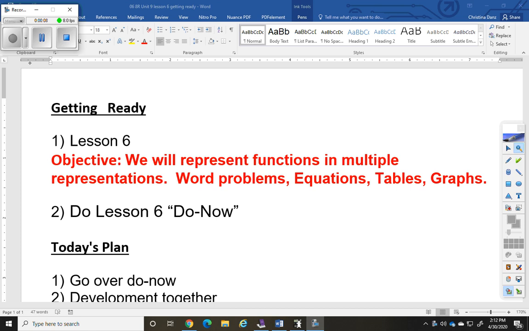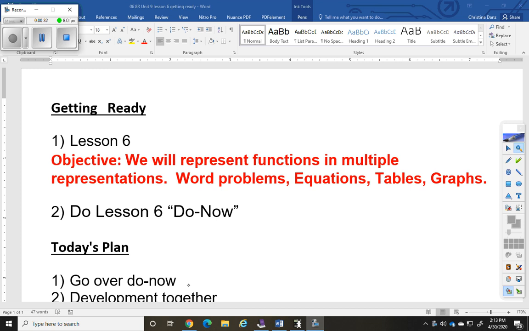We're on lesson 6 now, so we're continuing with the unit. We're still talking about functions. And today's lesson will be representing functions in multiple ways. So we'll see it as a word problem. We'll write it as an equation. We could express it in a table of values, and of course we could plot the points and see it on a graph. So if you could just write down this objective, that would be great.